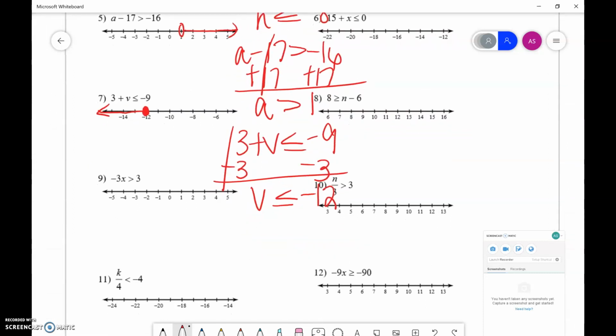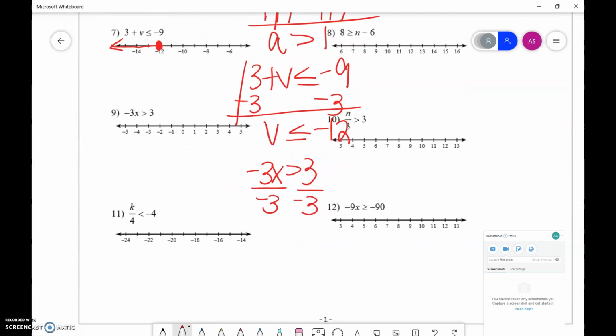Okay. Now number 9, there's an important rule that you have to make sure that you follow. Our first step is to divide by negative 3. When you're dealing with inequalities and you divide or multiply by a negative, your inequality sign is going to switch. So if I had greater than at first, now it's going to be less than. Please make sure you don't forget that. It cancels out here, and I have x is less than negative 1. So here we're going to have an open dot on negative 1, and our arrow is going to go to the left.